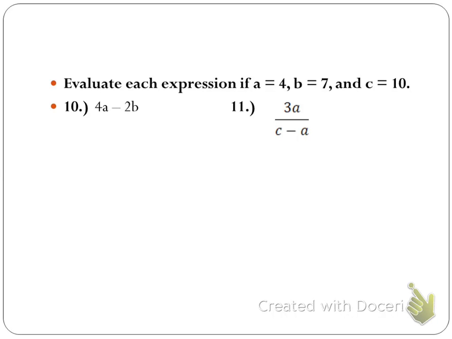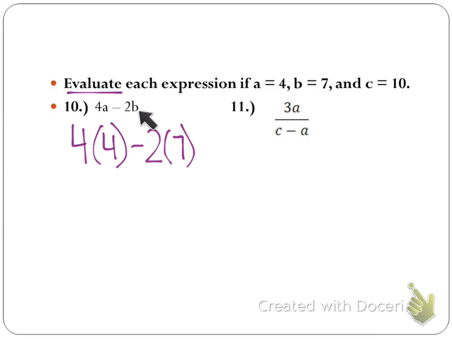Alright, on these we first have to substitute and then simplify. Remember, those are always our steps when we see the word evaluate. Substitute and simplify. We need to remember to use parentheses or some sort of multiplication symbol when we substitute on this one. So we end up with 4 times 4 when we put in the A, minus 2 times 7 when we put in the B.